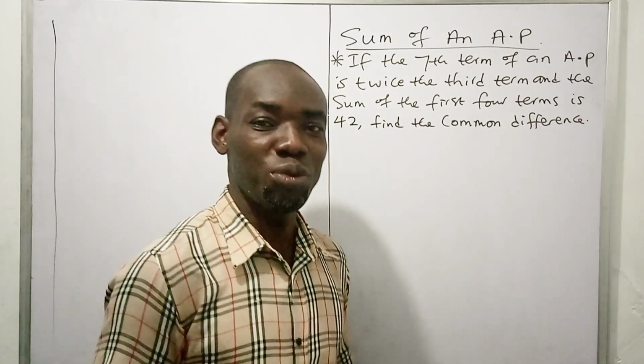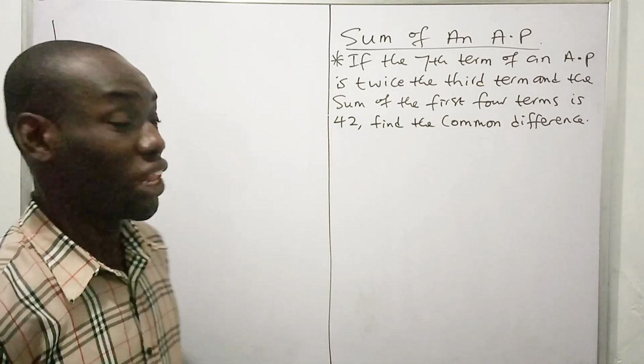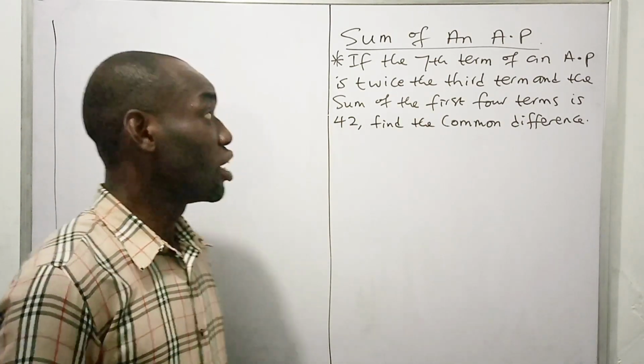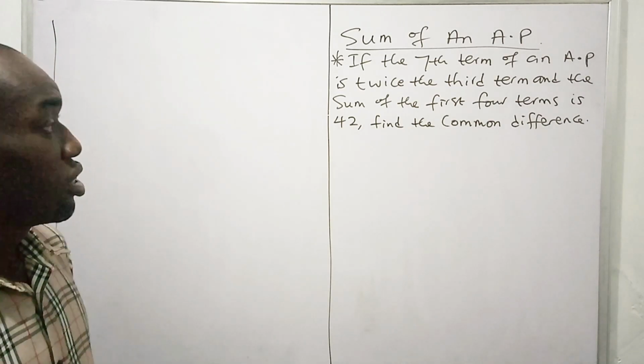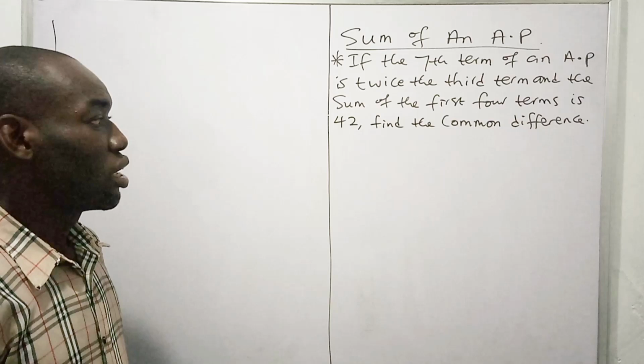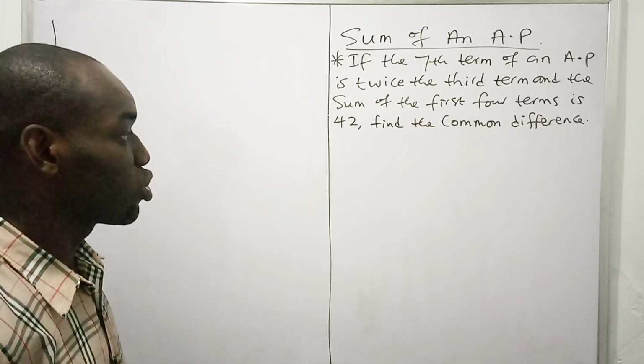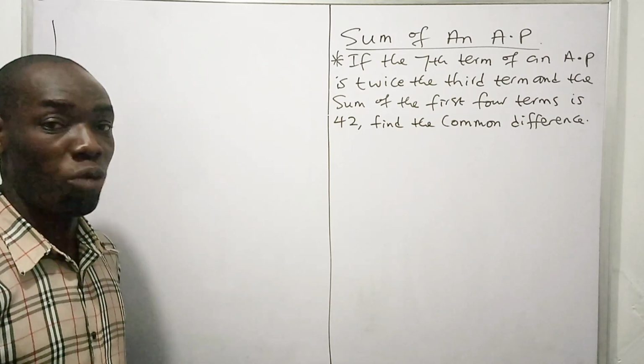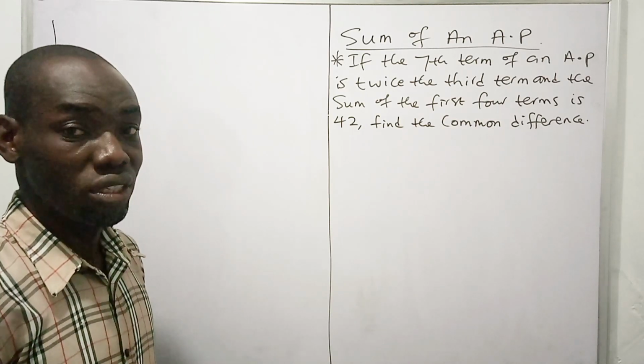In our lecture for today, we're looking at the sum of an arithmetic progression. And the question we have here says, if the seventh term of an AP is twice the third term, and the sum of the first four terms is 42, we should find the common difference, which is D.